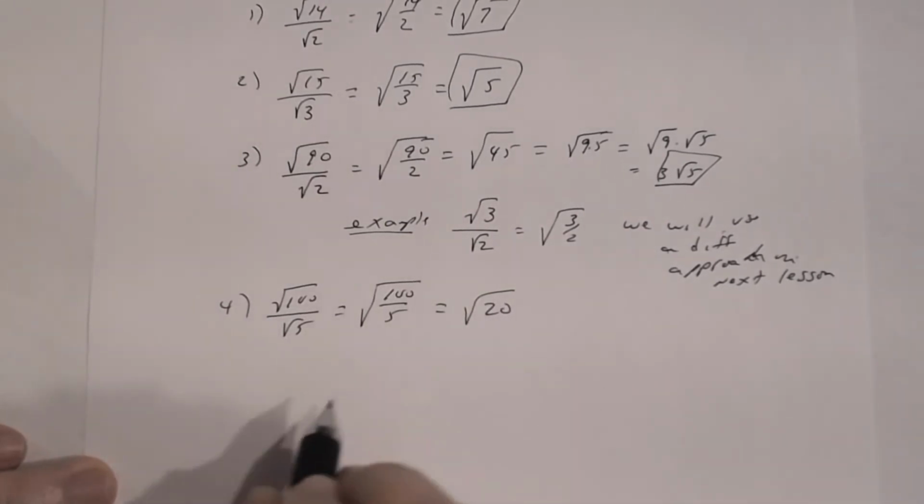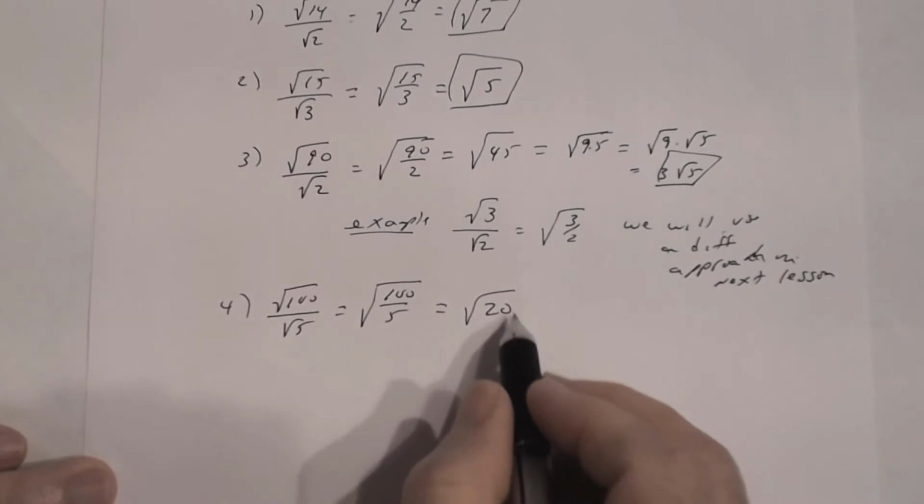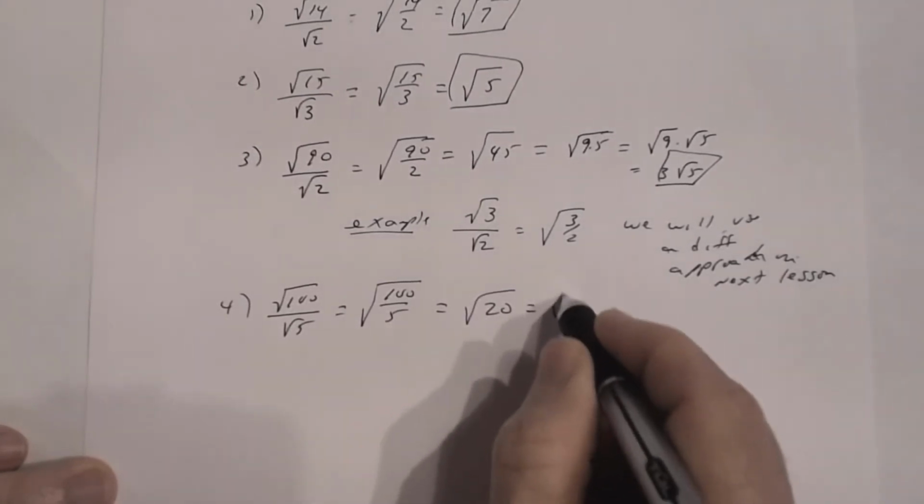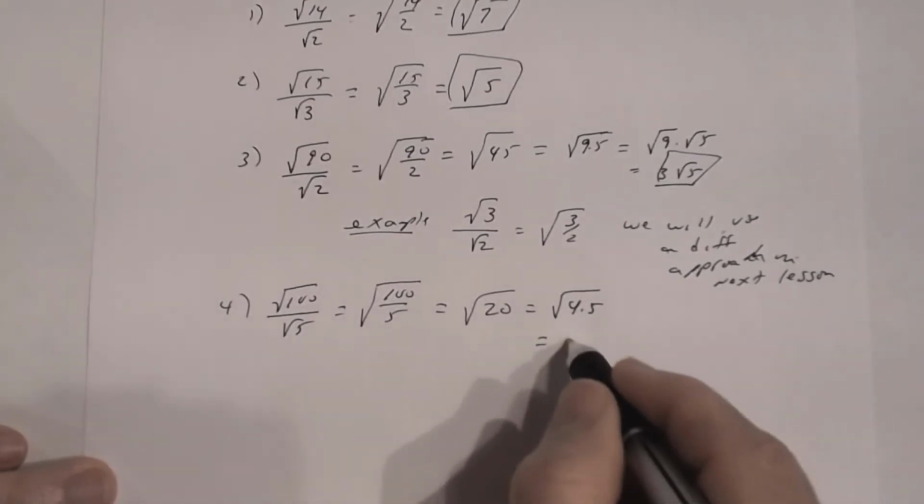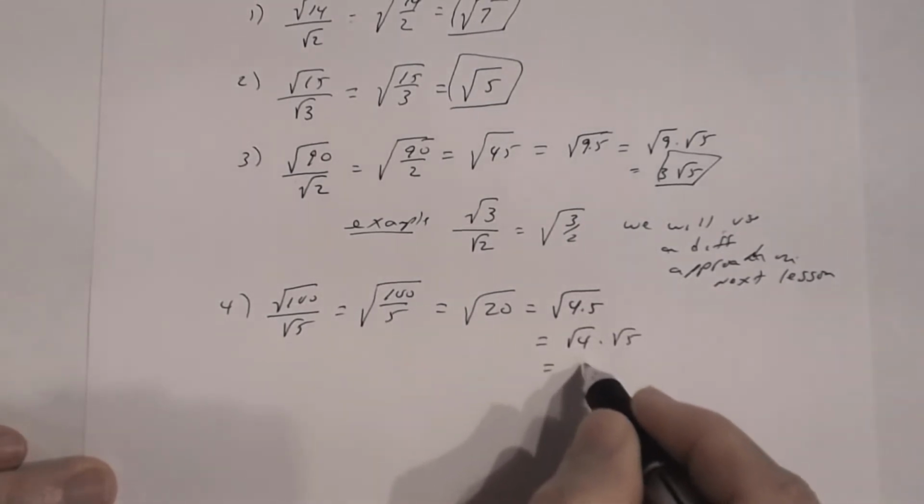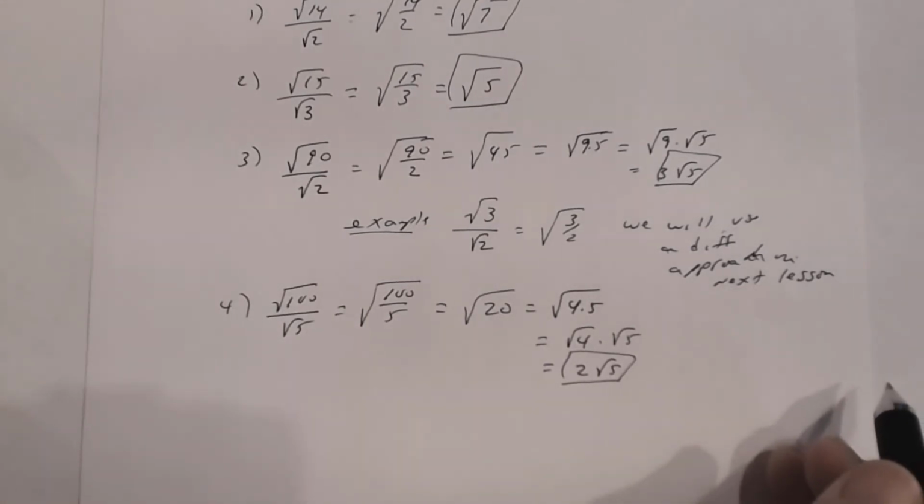And now let's see if I can simplify the square root of 20. And I can, because 4 is a perfect square, and it's the largest one that goes into 20. So I can write this as the square root of 4 times 5. Using the product rule, I get the square root of 4 times the square root of 5. And so the square root of 4 is 2, so the answer is 2 square root of 5. Okay? All right, let's do number 5. So see, it's not that bad.